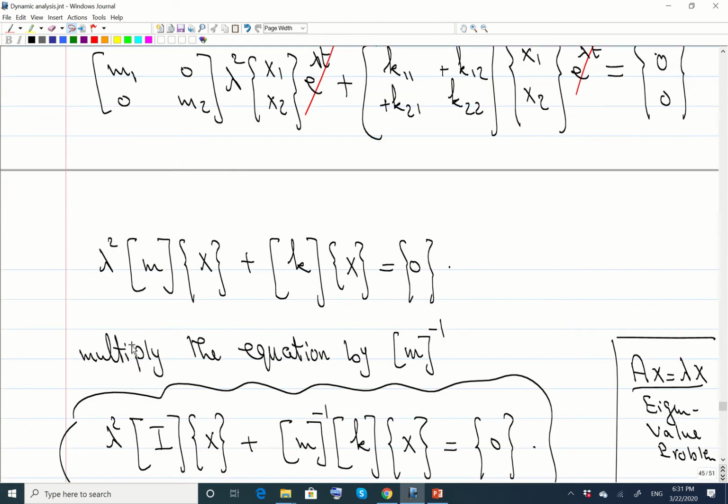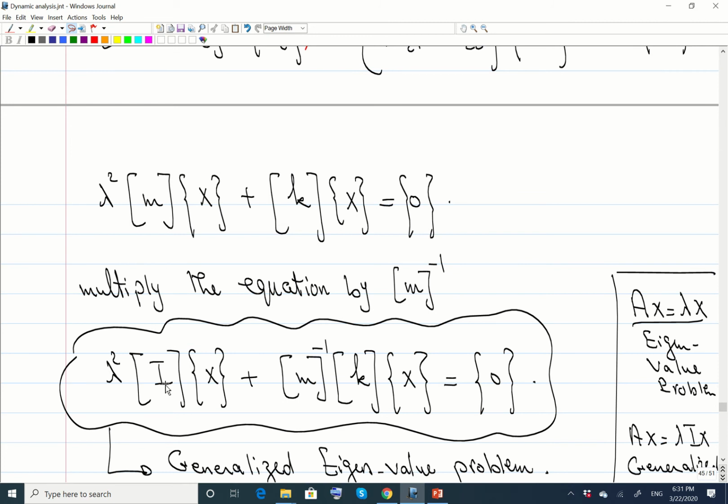Okay? Now if I multiply the entire equation by the inverse of the mass matrix, m inverse multiplied by m will give me the unit matrix. So lambda squared multiplied by the unit matrix multiplied by the vector x, plus m inverse multiplied by k, multiplied by x, is going to be equal to 0. Okay, m inverse multiplied by 0 is 0.